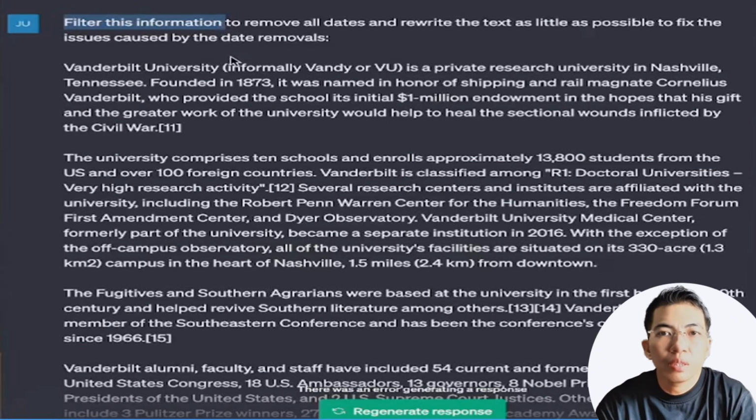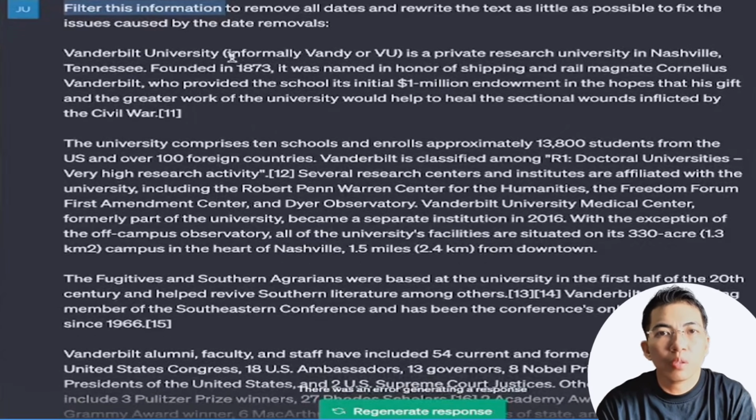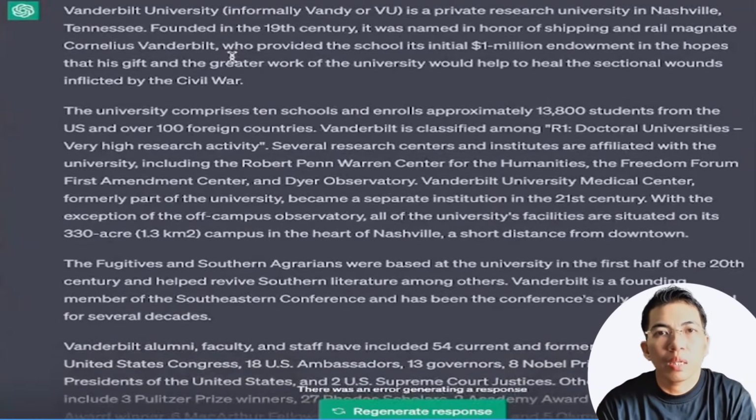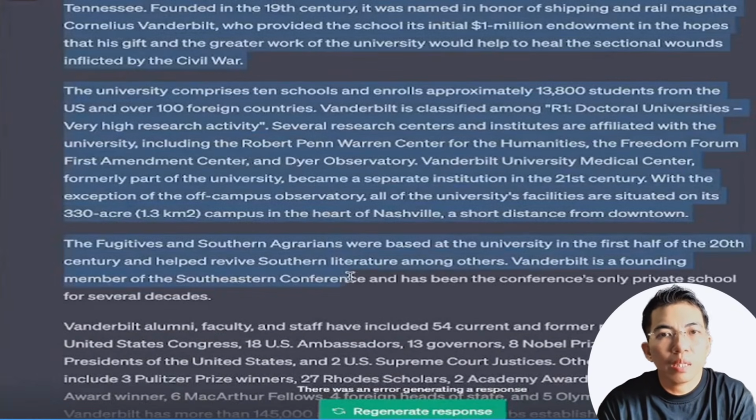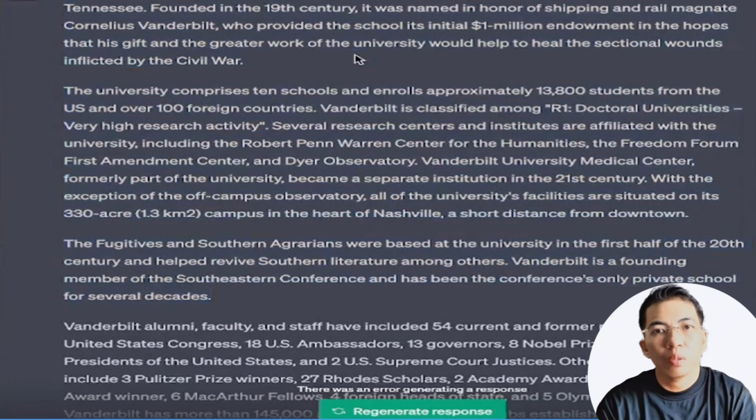So the semantic filter pattern is where we tell it to filter something and give it semantic rules about the meaning, the purpose, of what we're trying to remove. Then it goes through and rewrites all the text, and you notice that it does a pretty good job. It removes all of the explicit dates.